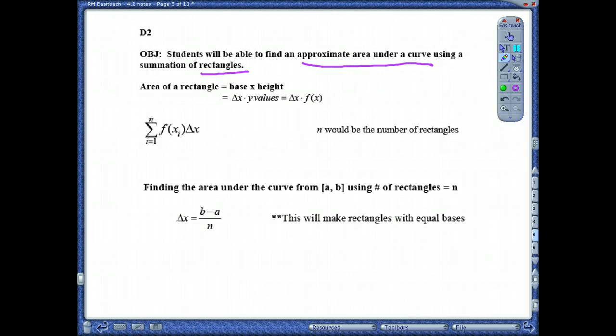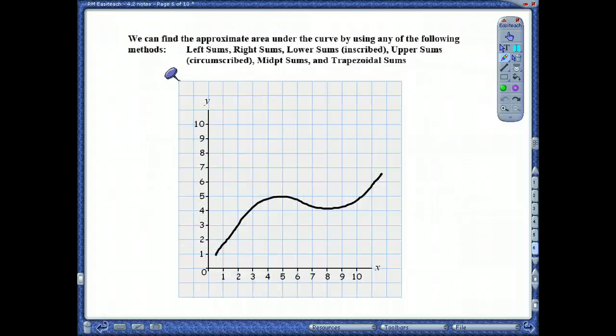The formula for the area of a rectangle is base times height. The change in x, that's going to be our base. The height is going to be our y value. When you look at your little graph here, the base, that's the change in x. The height is your y value. Okay, makes sense. And then we're going to be adding these up.